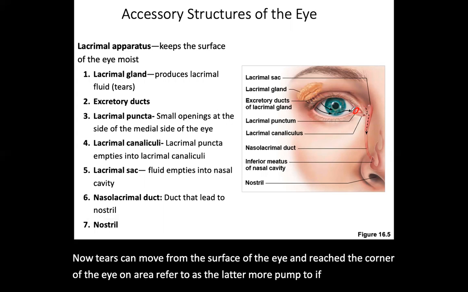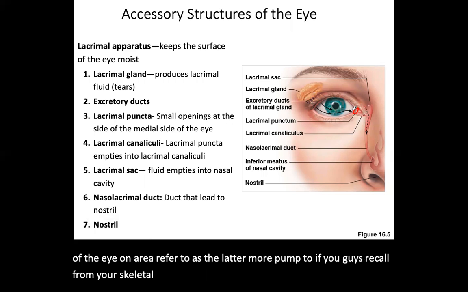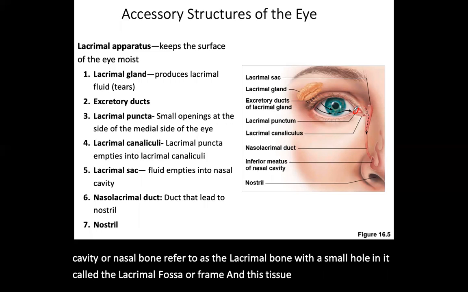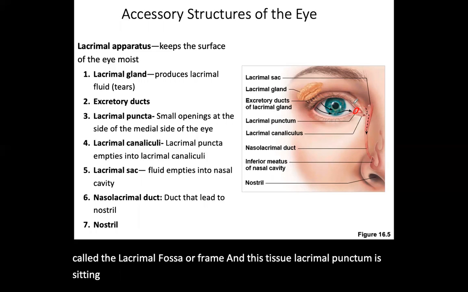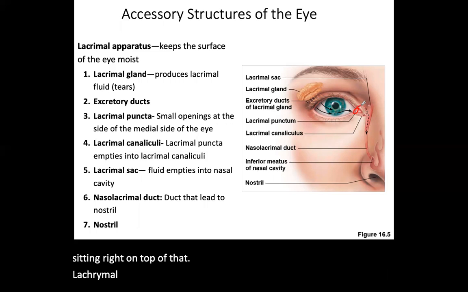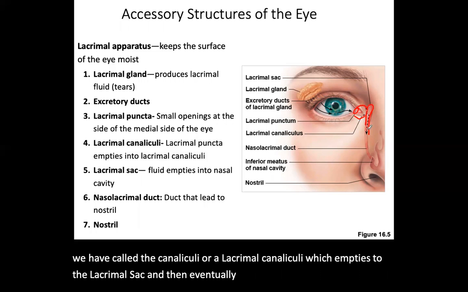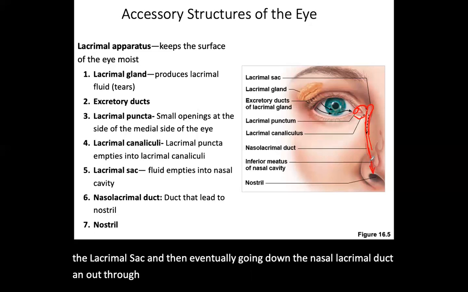If you recall from your skeletal system, there is a small bone on the side of the nasal cavity, referred to as the lacrimal bone, with a small hole in it called the lacrimal fossa or foramen. The lacrimal puncta is sitting right on top of that. The lacrimal puncta allows the tears to empty into the duct system called the lacrimal canaliculi, which empties to the lacrimal sac and then eventually goes down the nasolacrimal duct and out through the nostrils.